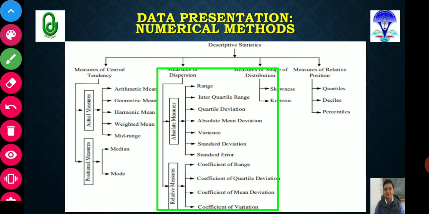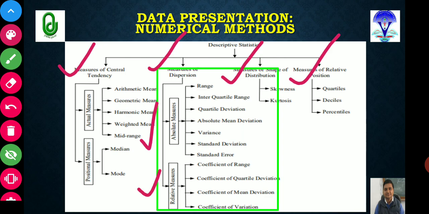I have already shown you this in the previous lectures also: the measure of central tendency, measures of dispersion, measures of shape of distribution, measure of relative position. Here you can see that measures of dispersion is broadly divided into two parts. The first one is the absolute measure and the second one is the relative measure.